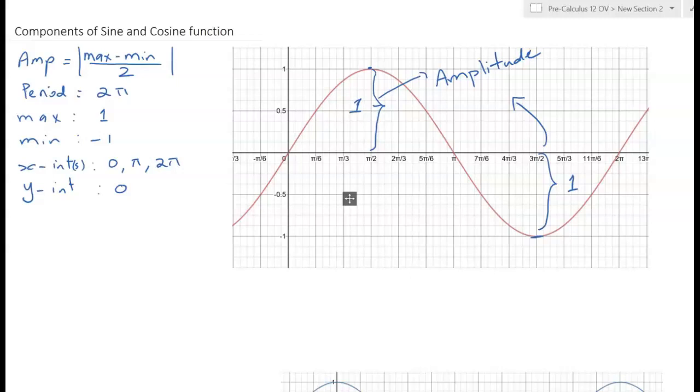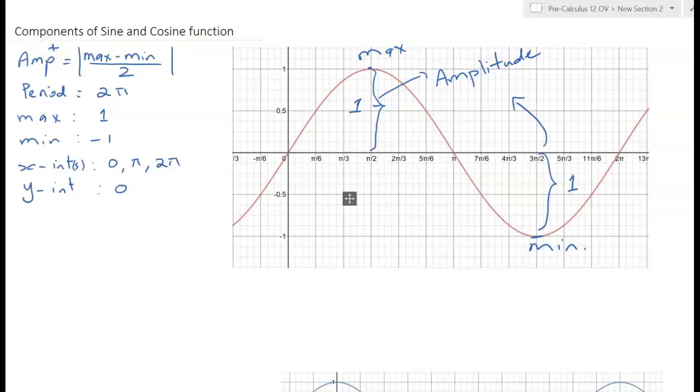Now in terms of the actual formula for it, this is your maximum value right here and this is your minimum value, and when you subtract the minimum value from the maximum and divide by 2, you're going to end up getting the amplitude, and it's always positive. Always positive, never negative.